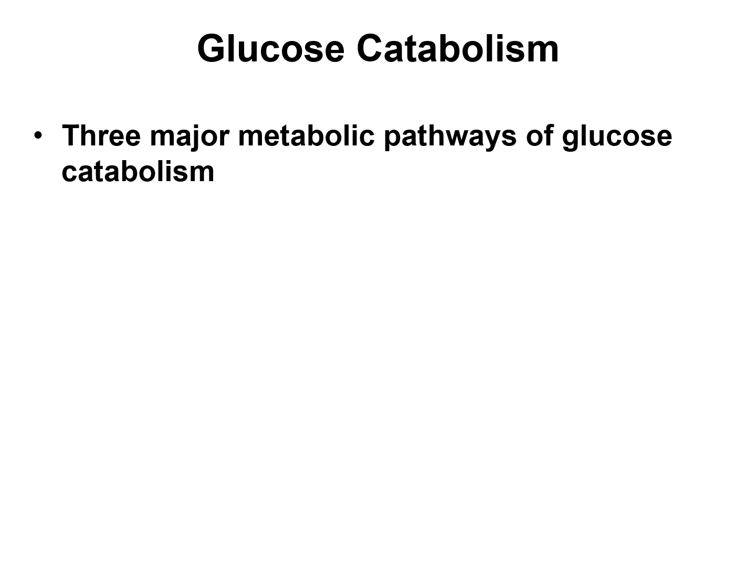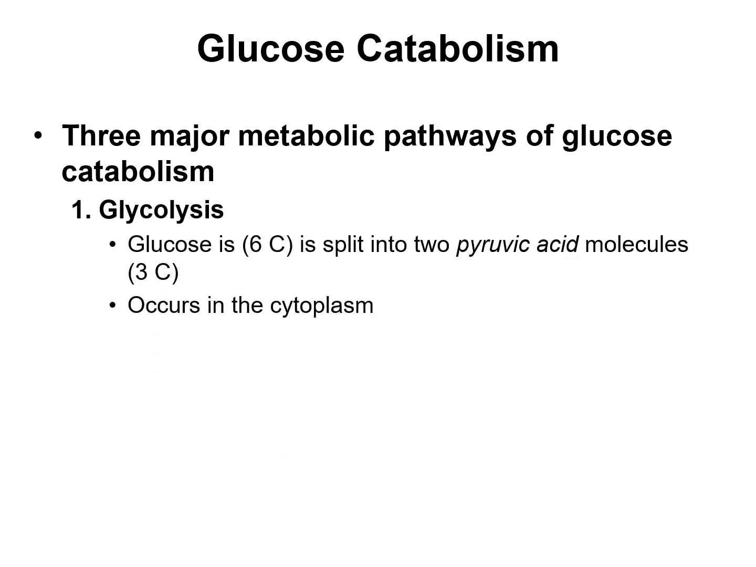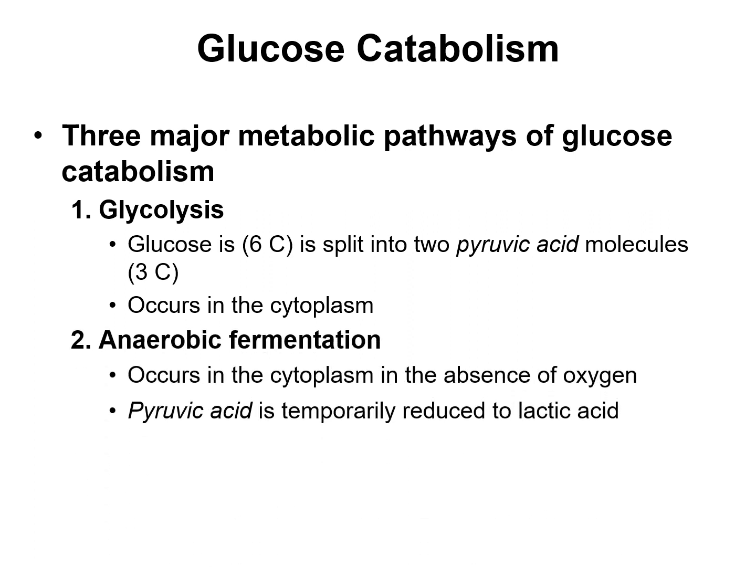I'm now going to outline the three major metabolic pathways that are involved in the complete oxidation and catabolism of glucose. The first is glycolysis. Glucose is a 6-carbon compound, and during glycolysis, it's going to be split into 2 3-carbon compounds of pyruvic acid. And this occurs in the cytoplasm.